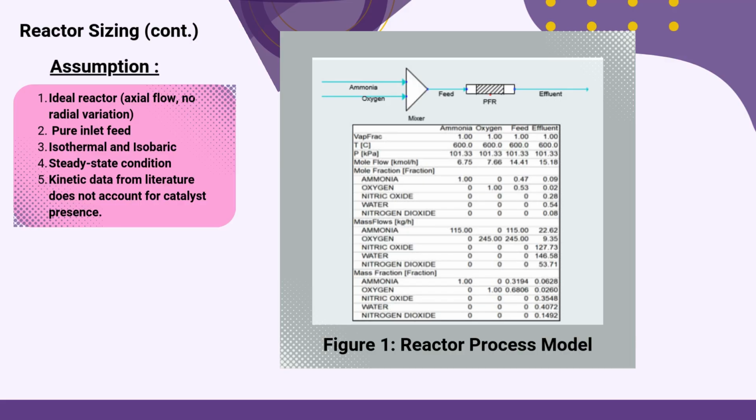First, we assume an ideal reactor with axial flow and no radial variation. Second, we assume a pure inlet feed, meaning there are no contaminants that could affect the reaction. Next, we maintain isothermal and isobaric conditions, meaning that temperature and pressure remain constant throughout the process. We also assume a steady state condition, implying that there are no fluctuations in concentration, temperature, or flow rates over time. Lastly, the kinetic data used in our model come from literature sources that do not account for the presence of catalysts. On the right, Figure 1 shows our reactor process model, including the composition of reactants and product at different stages of the process.